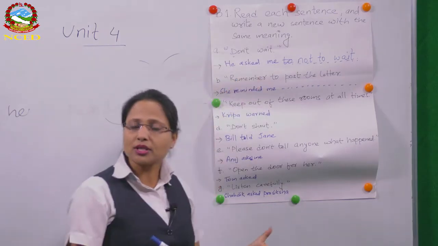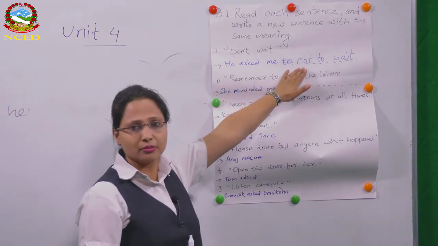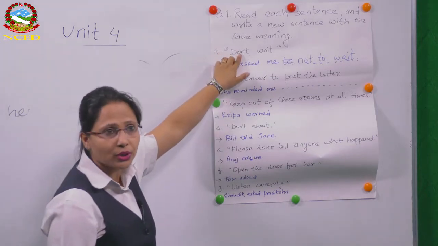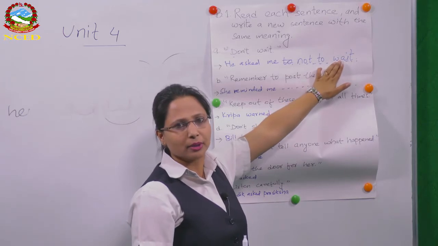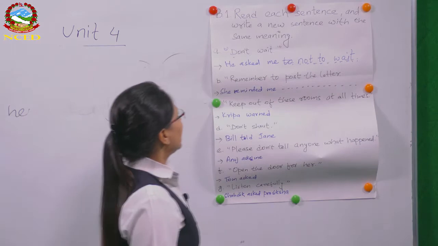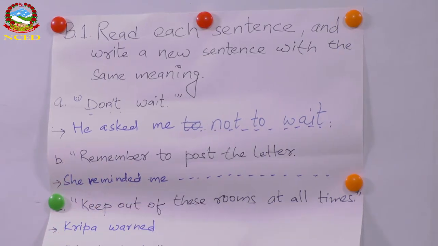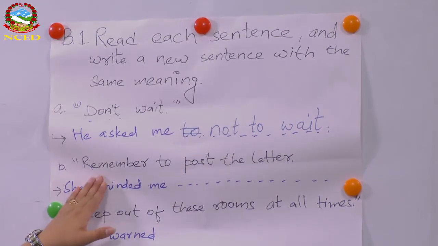Okay? So what should you remember from here? If it is a positive command, you simply write to and infinitive, right? But if it is a negative command, what you have to do is, you have to write not to and then the infinitive verb. Okay? Have you understood this point? Good. Now let's look at the second one. Remember to post the letter. This is a positive command, right?